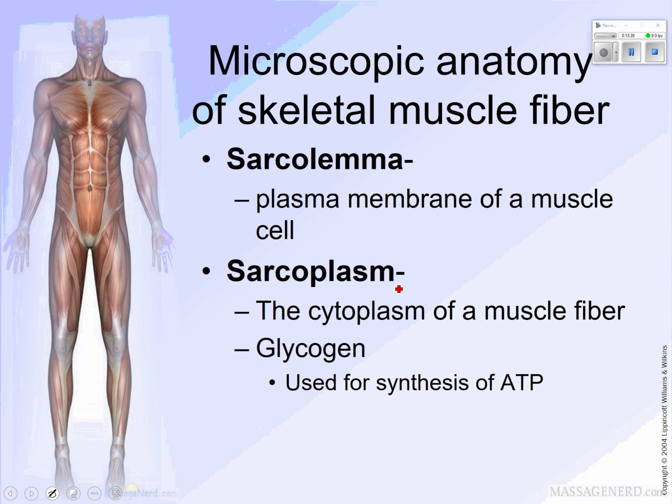Okay, next we have your sarcolemma. That is the plasma membrane, of course, of a muscle cell. Sarcoplasm, of course, is the cytoplasm of a muscle fiber. It contains a large amount of glycogen. That glycogen, of course, is going to be used for synthesis of your ATP. So if you remember back when we talked about the cell chapter, we talked about cytoplasm. Both of these have plasm in them, so it helps you to remember those. And sarco, both of these is going to refer to the muscles. Lemma, of course, that's just one that you have to remember for the plasma membrane.